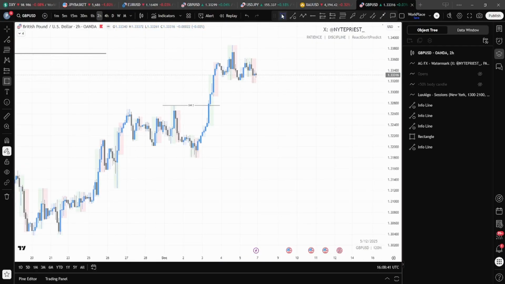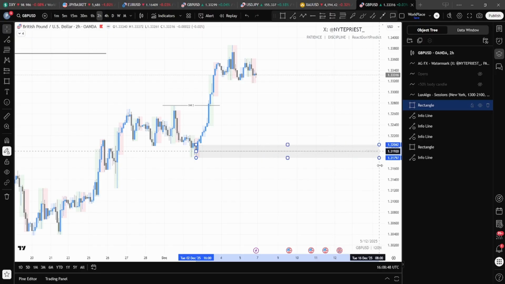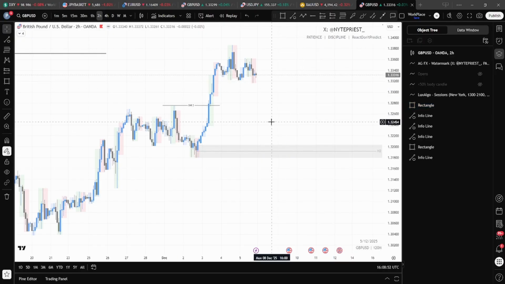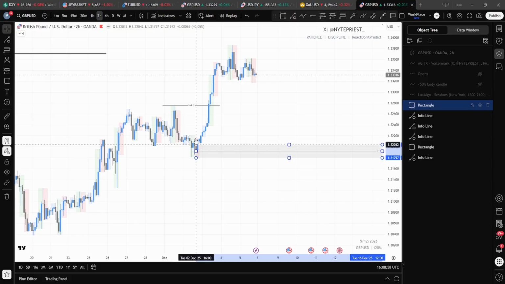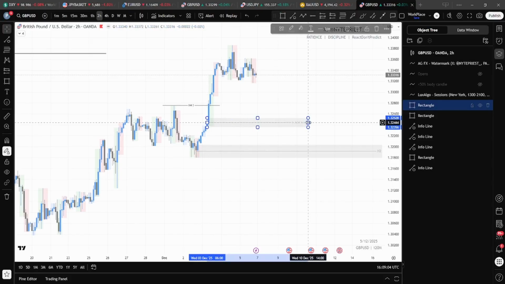On the 2-hour time frame, we have this supply zone here. I'm sorry, this demand zone. Okay, on the 2-hour time frame, with a fair value gap on the 2-hour time frame. We also have this as our decisional order block on the 2-hour time frame.